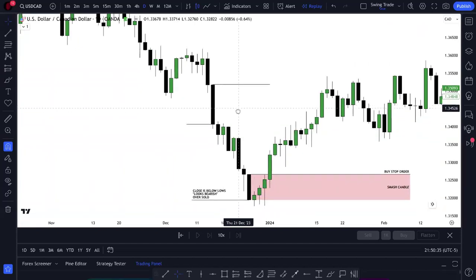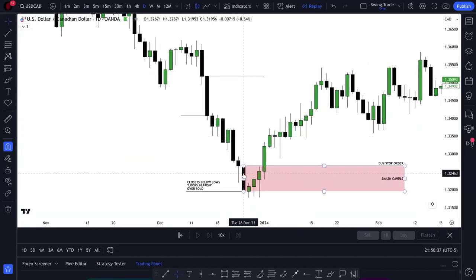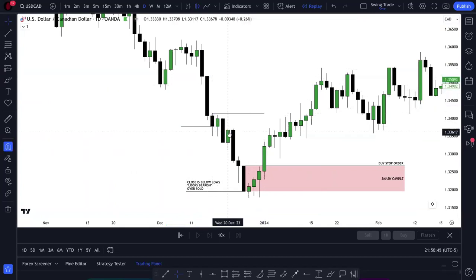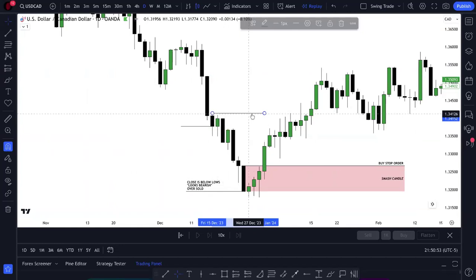So that's exactly why we were looking at this one. But at any point in time, all these become new smash candles. You would stalk the setup. You would keep stalking it until price gets back to that high. That's where your buy stop order would be triggered. Then you go long.